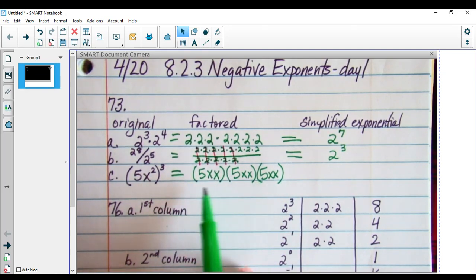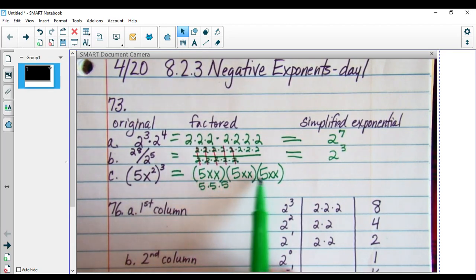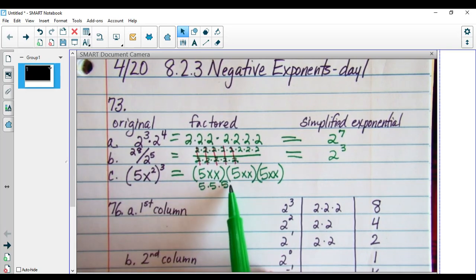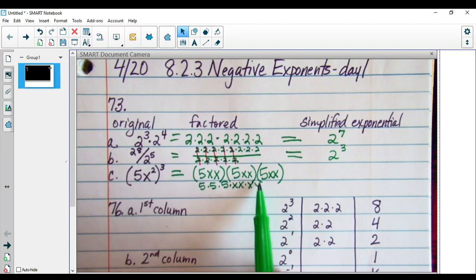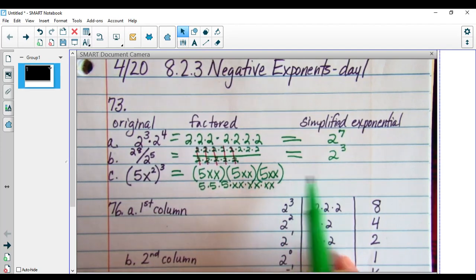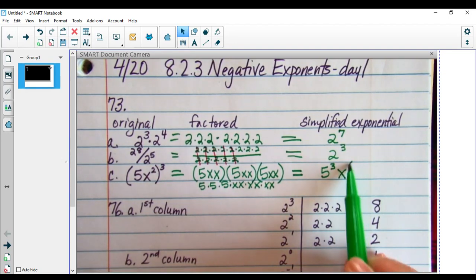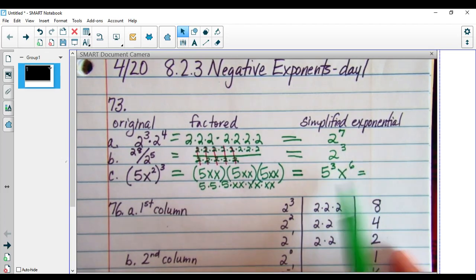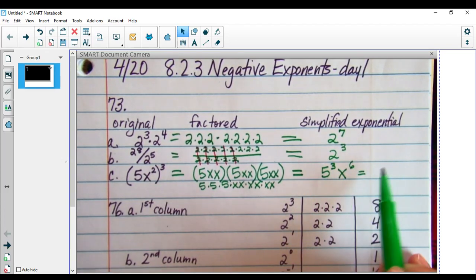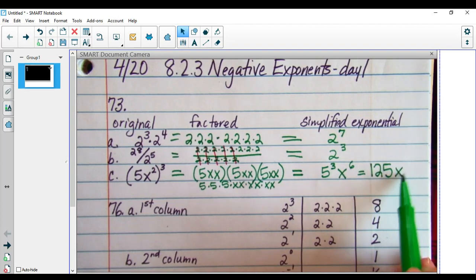We could actually rewrite this 5 times 5 times 5 because it's all just one big multiplication, and multiplication is commutative, meaning we can change the order, and then we can do all of our x squareds, and you will see we get 5 to the third power, x to the sixth power. If you prefer to multiply out 5 to the third power, 5 times 5 is 25. 25 times 5 is 125, x to the sixth.